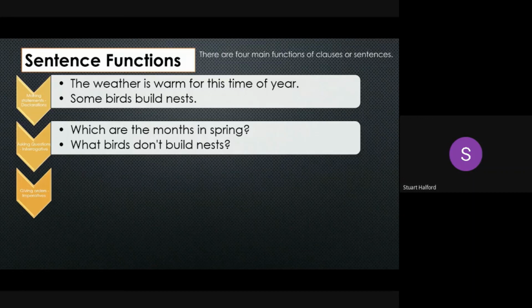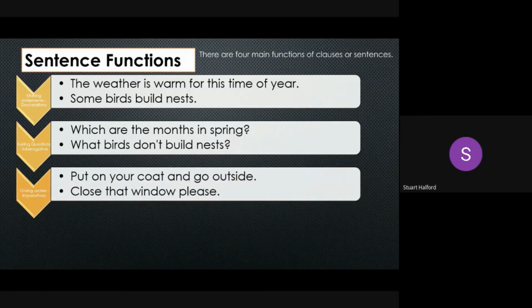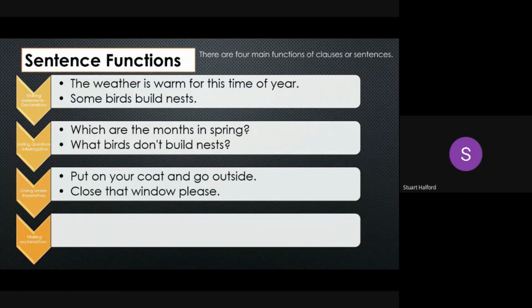We can give orders or commands to people, and we call that an imperative. It's something that the person thinks must be done. So put on your coat, go outside. It's a command, it's an order, it's an imperative. Close that window, please. Slightly politer form, but it's still a command. And we can make exclamations. What a pointless exercise. Geez, I'm bored out of my brain. So there's usually an emotive function.